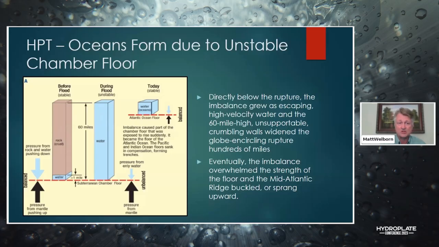Now, when the flood's actually happening, that second column in the middle of the picture shows that as that rupture opened up this huge opening, now we have 60 miles of water where there used to be rock. That rock is now gone, as you've heard from other parts of the hydroplate theory. It's been launched out, but now we have just water there. And because the water is much lighter, you see that it's no longer balanced. And that means that there's incredible pressure pushing up from below this chamber floor.